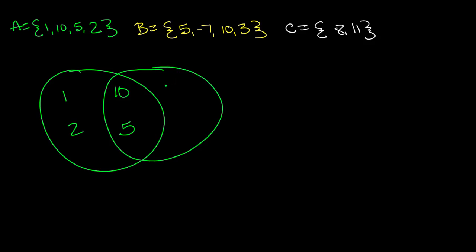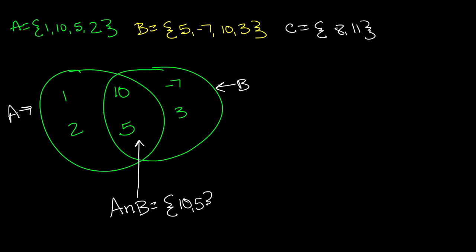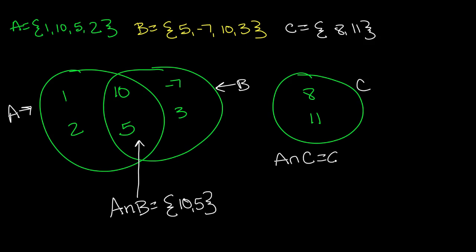So here, what are the extra things in B? Minus 7 and 3. And notice, in some sense, this is A, and this over here is B. But inside here is A intersect B, which we know is equal to 10, 5, but we can visually see it. And what about poor little C here? C is 8 and 11. 8 and 11 share nothing in common with anything else, so over here is C. We're really making the visual point that C is disjoint from A. A intersect C is the empty set, and B intersect C is the empty set. Okay, so that's kind of neat.